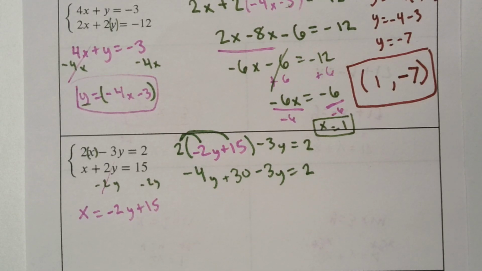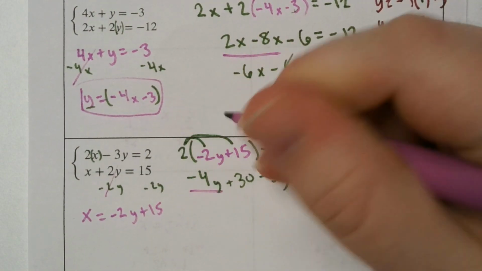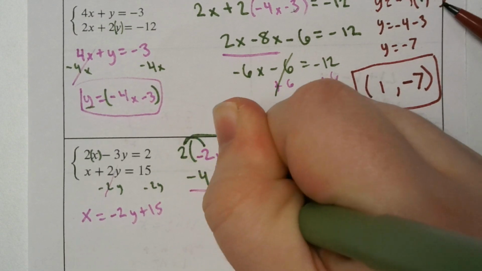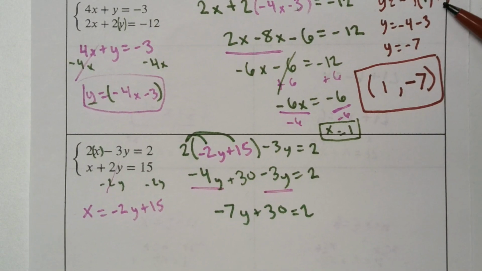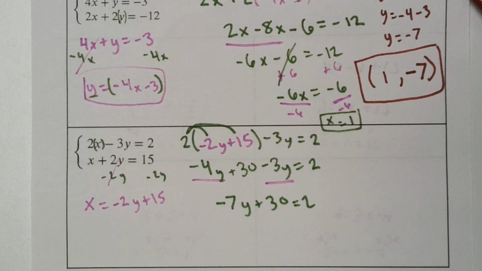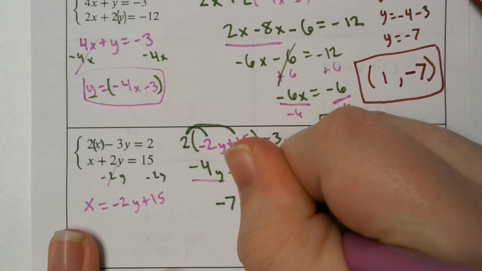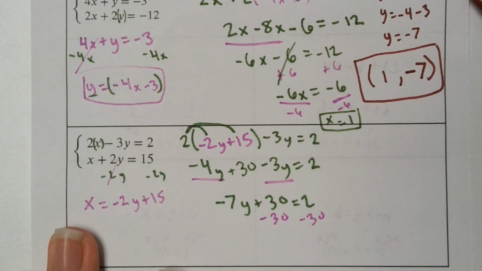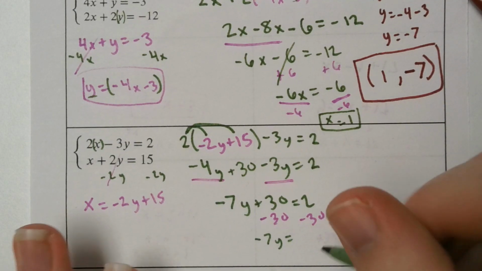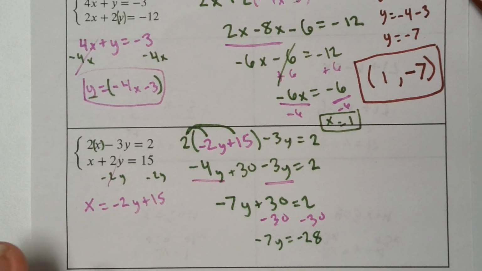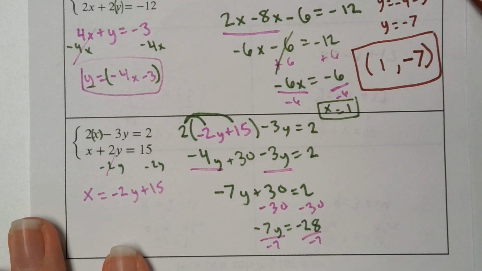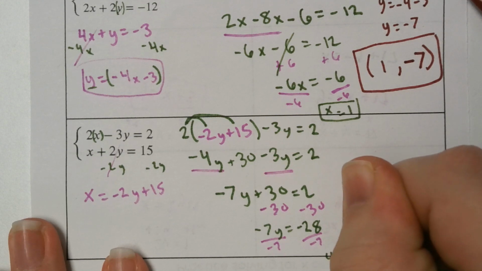Alright, do we have any like terms? The y's. So we got negative 4y minus 3y. That gives us negative 7y plus 30 equals 2. Okay, then we subtract. We get negative 7y equals, what's 2 minus 30? Good. And lastly, we divide. And we get y equals positive 4. Perfect.